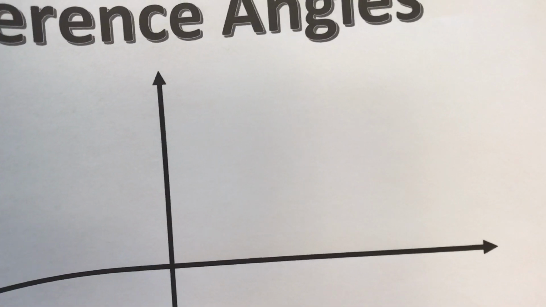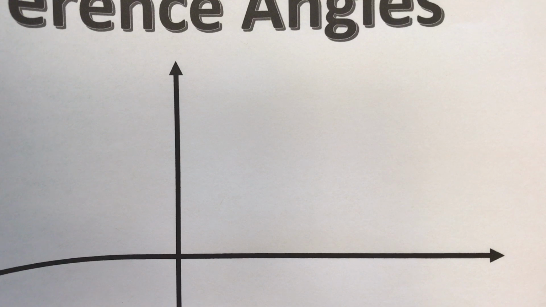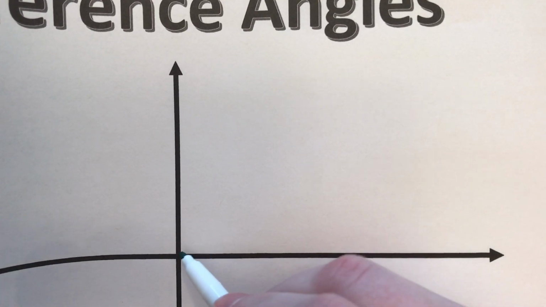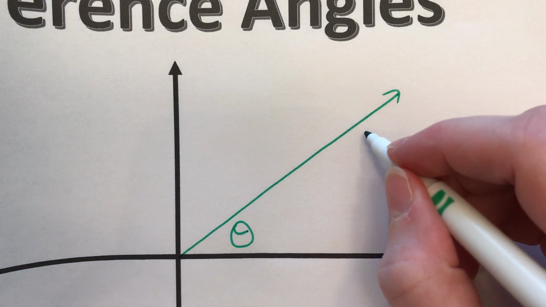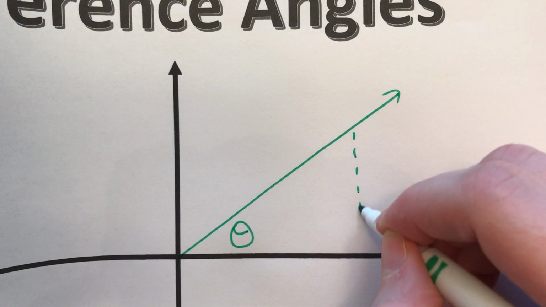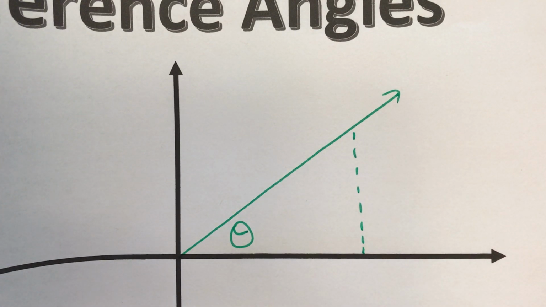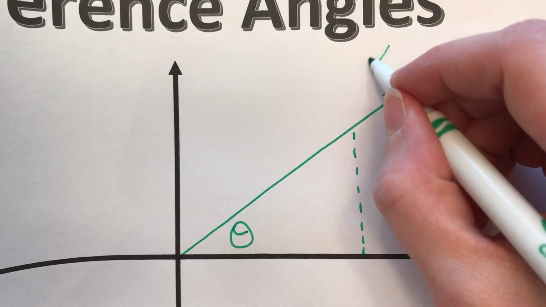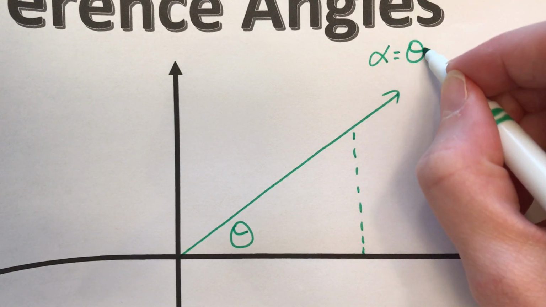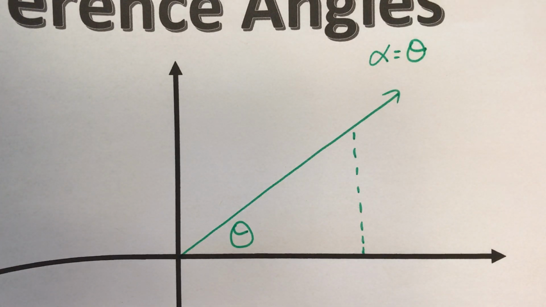And we're going to start in the first quadrant. So any angle that ends up being in the first quadrant is fine, right? If we make a right triangle in the first quadrant, I don't have to change anything about it. It's automatically a right triangle. So in the first quadrant, our reference angle, and I'm going to use alpha as my reference angle, alpha is the same thing as theta.